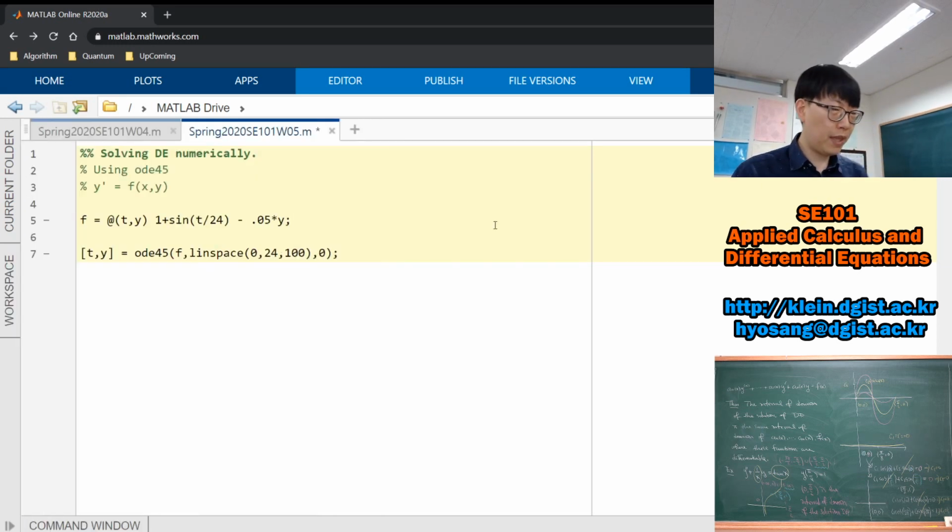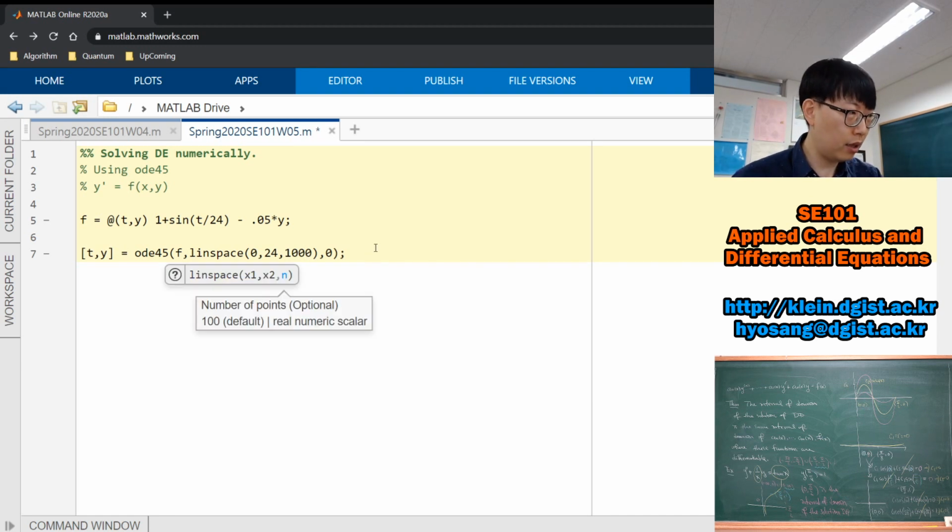So if you want your solution curve to be plotted in a larger number of points, then you can make a linspace as tspan, and you can increase the number of elements in the array by increasing this number. So if it's 100, you can make it 1,000 or 10,000.